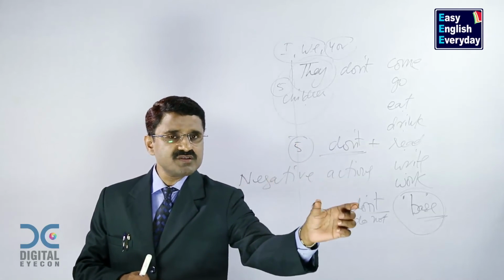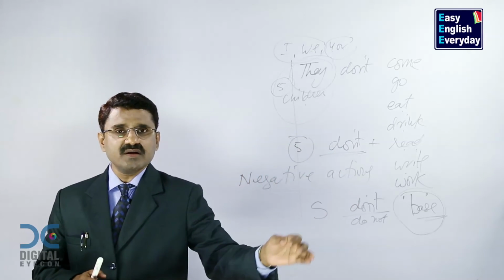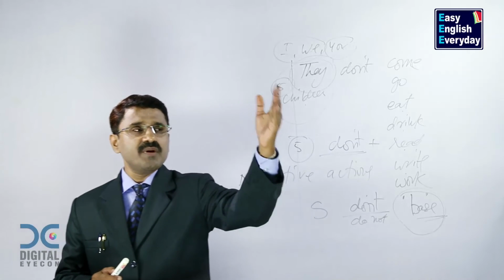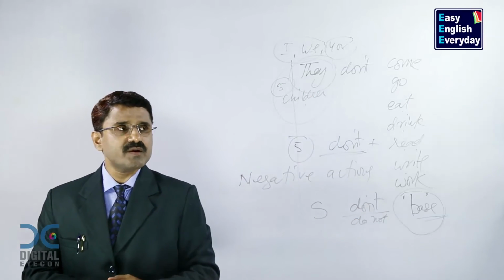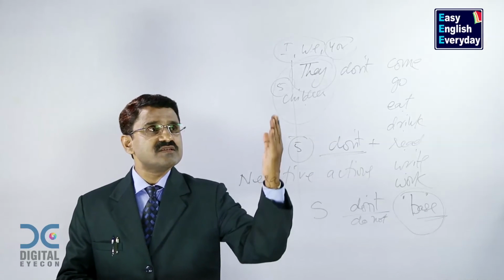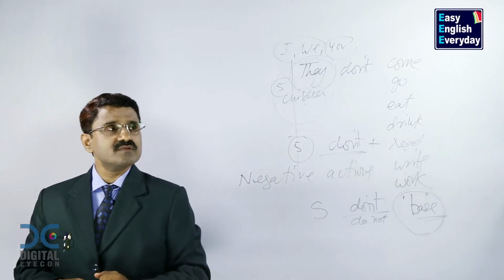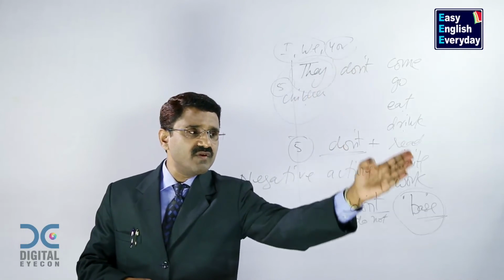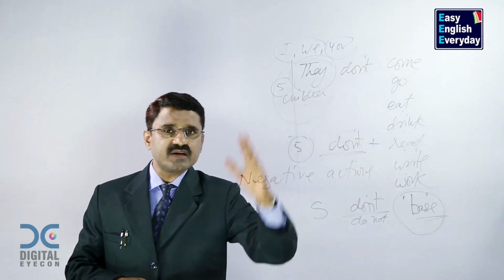So negative actions which are regularly not done, routinely not done, always not done by people, there we use this type of examples, this type of sentences. So this is the second use of don't. We take subject, we put don't, and we keep verbs. This is the second use.